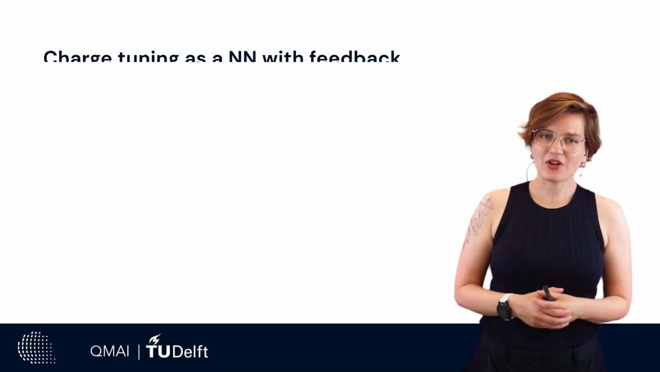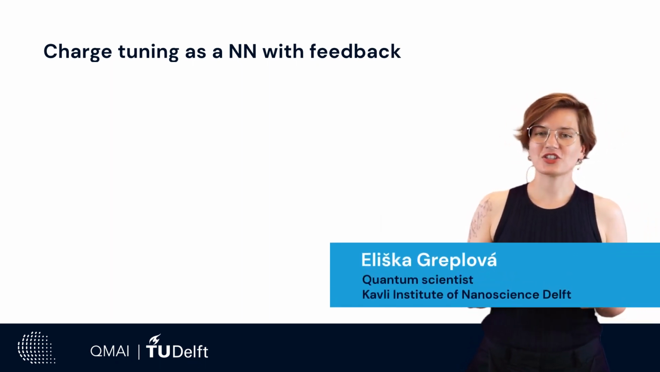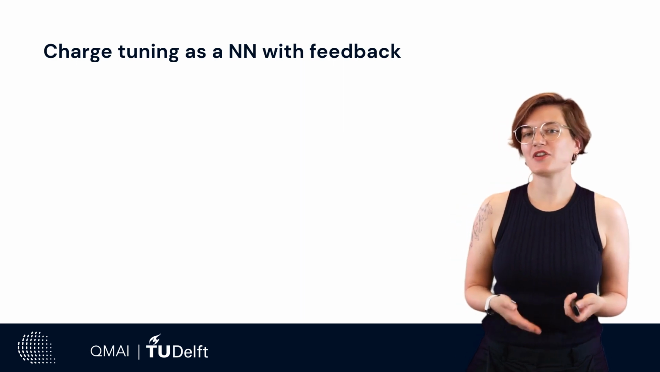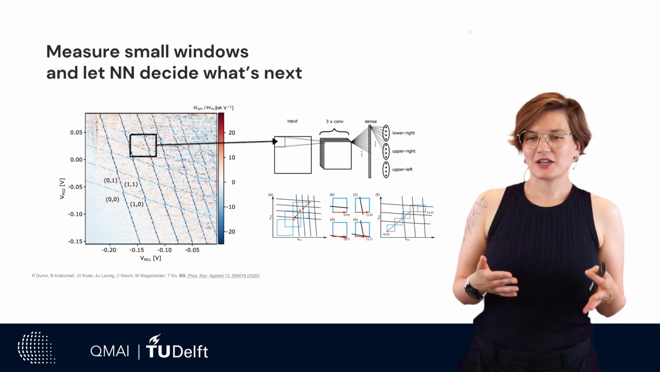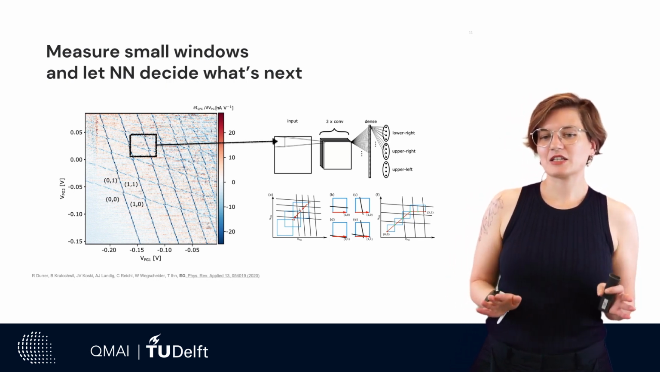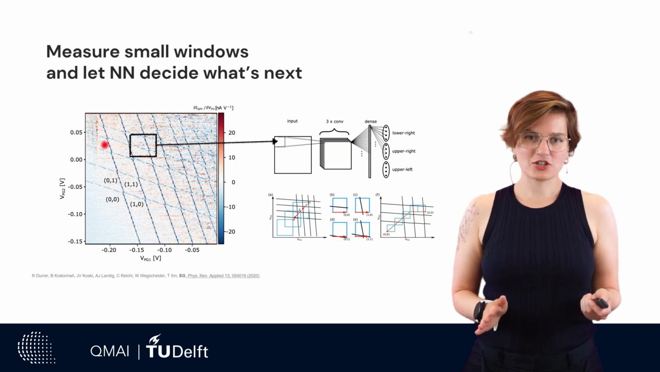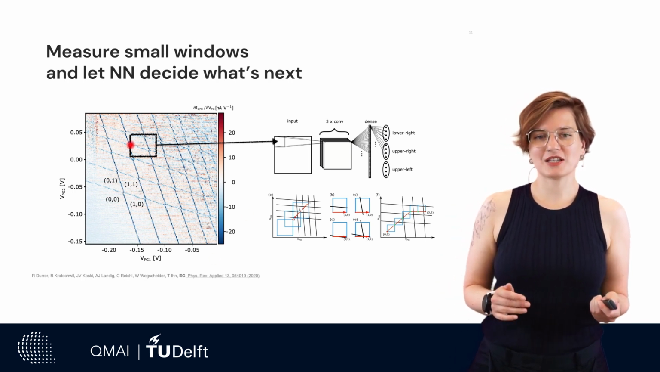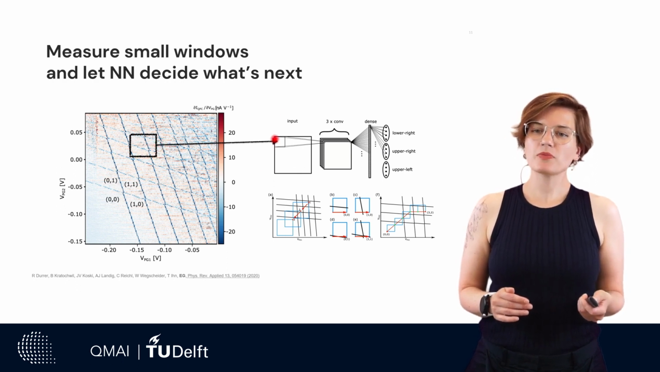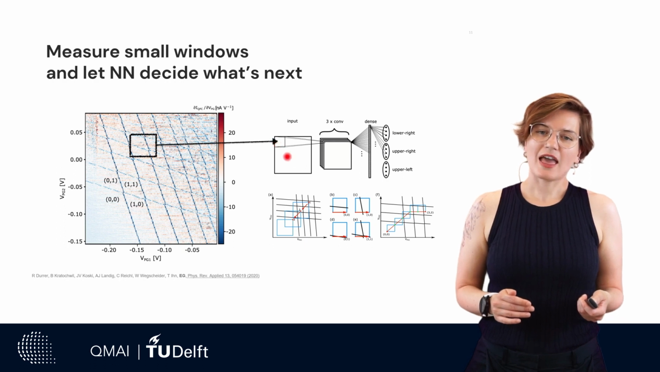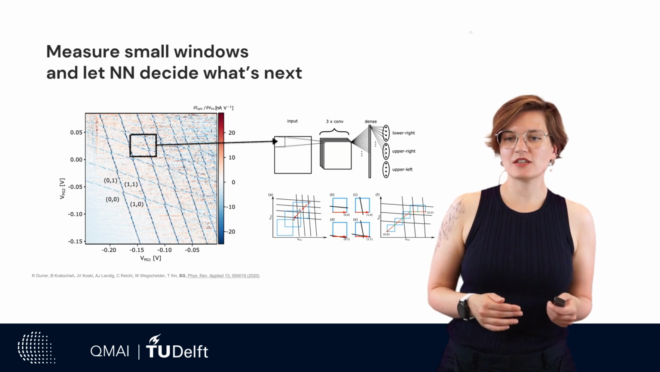So now when we know what charge tuning is, let's learn how to formulate a charge tuning task as a neural network embedded into the feedback loop. The bigger picture of how it's going to work, and I will explain in great detail later on, is this one. We will measure just a small subset of the charge stability diagram. We call them patches. Then we take this patch and input it into a neural network.